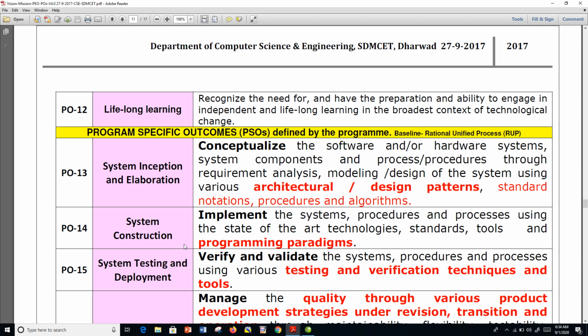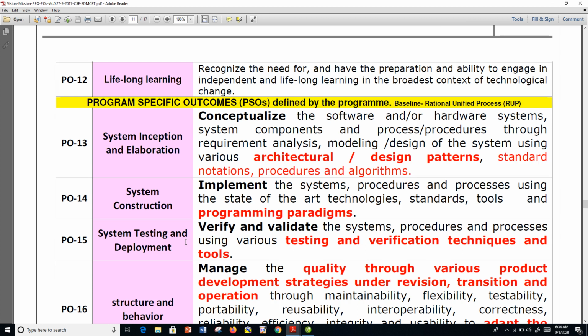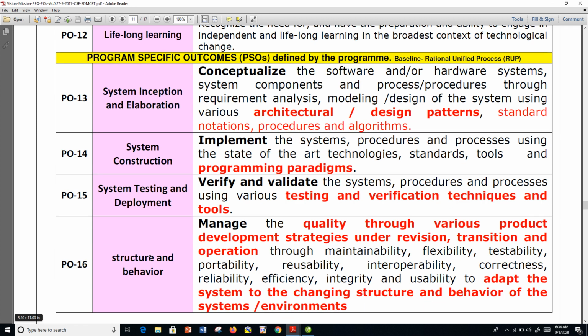You need to be very good in programming as far as a computer engineer is concerned, right? The 15th one is system testing and deployment. Verify and validate the system. This is the most important thing. Whatever you develop, how do you ensure that they are all correct? The last one is structure and behavior. The focus here is on the quality of the product, in different perspectives, and portability, and there are many aspects of the behavior of the system. People speak about that, and you will learn all these things in software engineering in fifth semester, right?